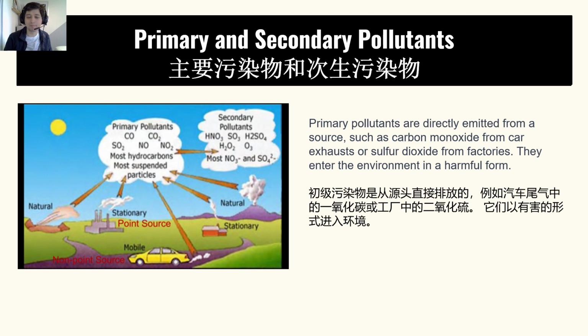Okay? Now, let's talk about primary and secondary pollutants. A hint, if you know these words, then it might give you a hint of what the meaning is. Primary is the first, secondary is second, right? So these explain a little bit what these types of pollutants are. Primary pollutants are directly emitted from a source, such as carbon monoxide from car exhaust or sulfur dioxide from factories. They enter the environment in a harmful form.